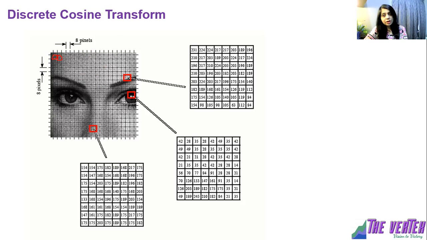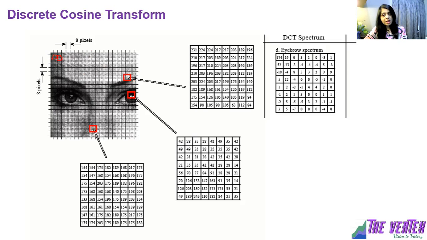Now consider this particular block, which is an eyebrow section. If you find out the DCT spectrum, this is the DCT spectrum of this particular image. These are pixel intensity values of this particular area where there is a half forehead and a little part of eyebrows. Now you can see that the eyebrow part is in this area and here it is white. Now if you calculate the discrete cosine transform, you will get something like this.